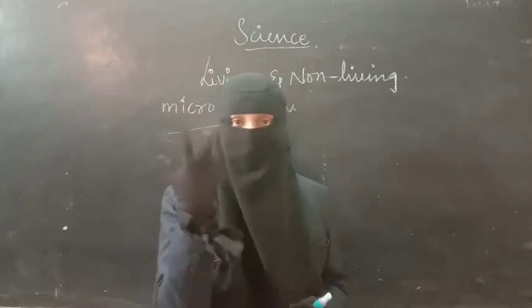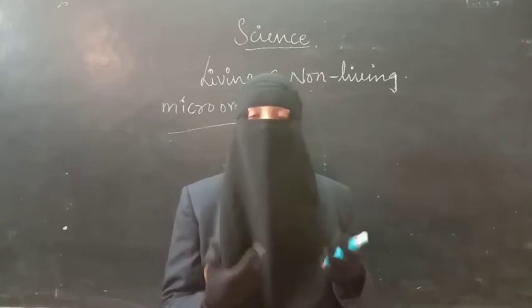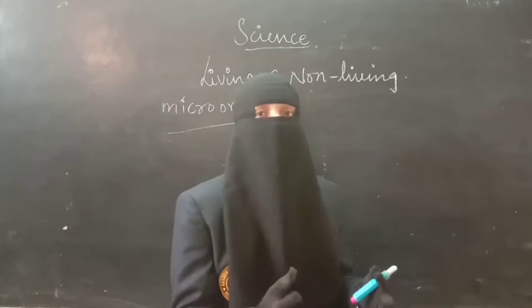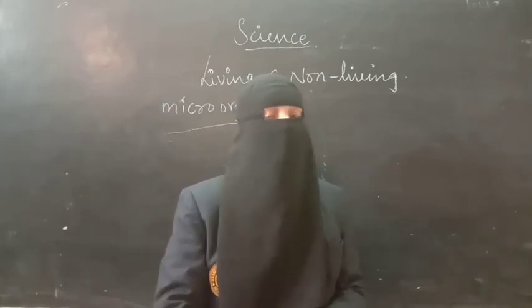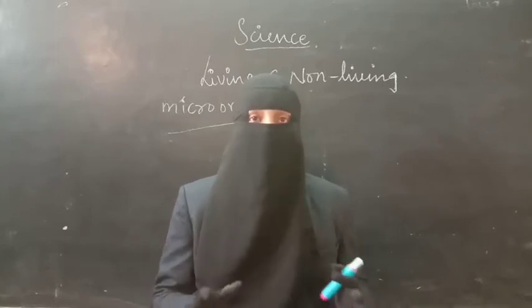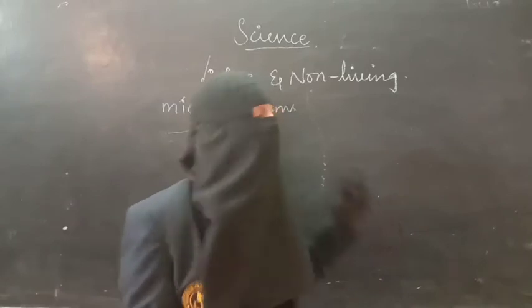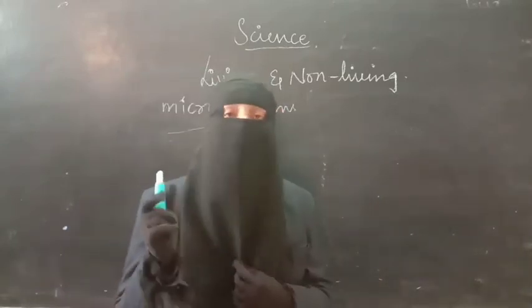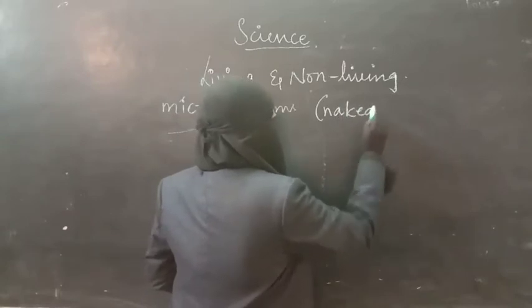Naked eyes means this, right? We are not using any lens, we are not using any specs or something. Then also we are able to see some of the things like human beings, plants, animals, and some of the other non-living things or creatures. But microorganisms we can't see. Micro, they are very small that cannot be seen with our naked eyes.